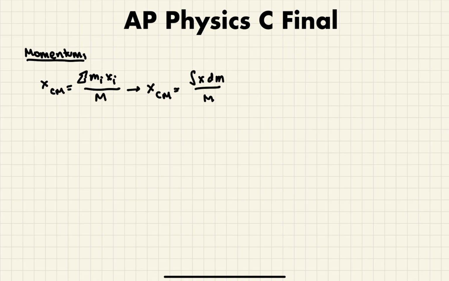There are also some formulas for like specific shapes, like for a circle or a sphere, it's going to be exactly the center. For like a rectangular prism, again the center. For a semicircular plate, it's going to be like 4r over 3 pi above the center, which, you know, you can use integrals to get that. But, you know, I wouldn't worry about that too much.